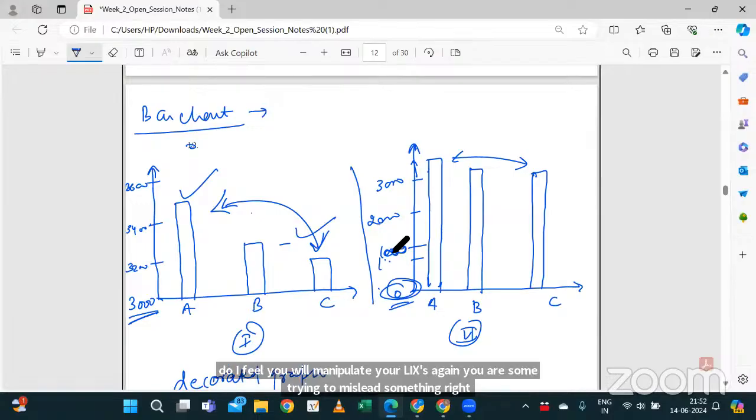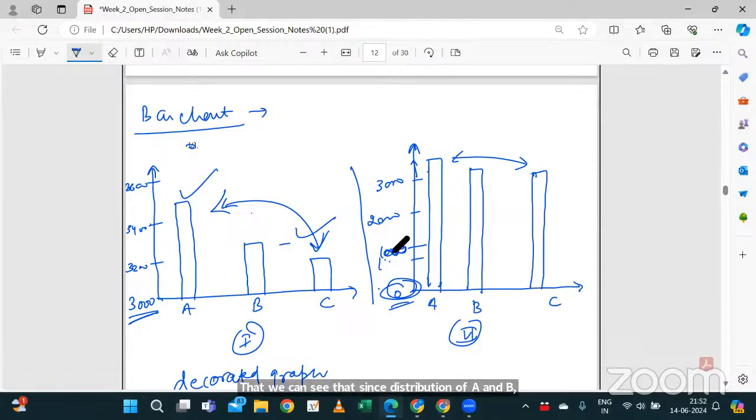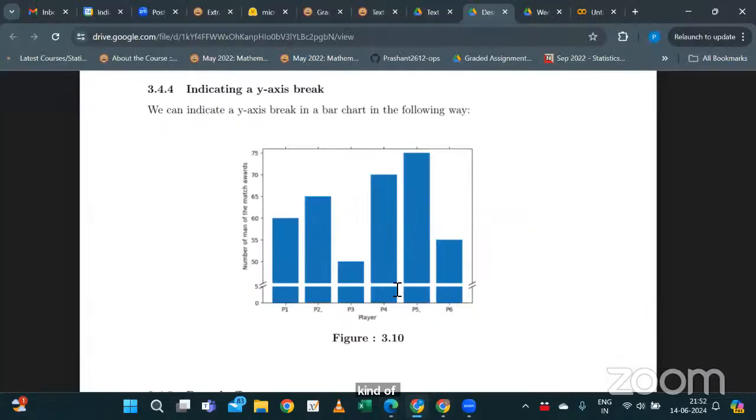That we can see the sales distribution of A and B, right? Yes, but what you are trying to mislead is that there is very little sales distribution, but in reality that is not the case. So all things come under misleading graph, but there are different kinds. But this is only for the bar chart.